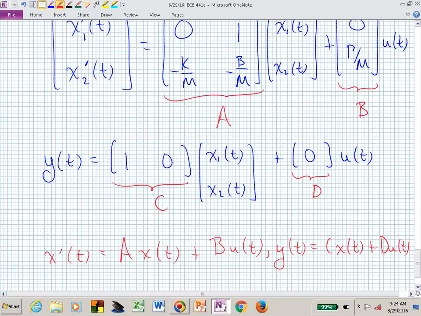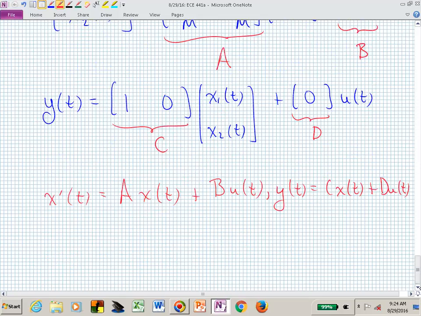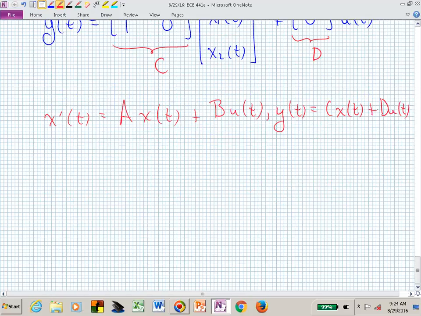But now what I want to do is work with this more general description and Laplace transform that in general, and then when we get a little bit further into that process, replace the A, B, C, and D matrices with what we know they are in this example.